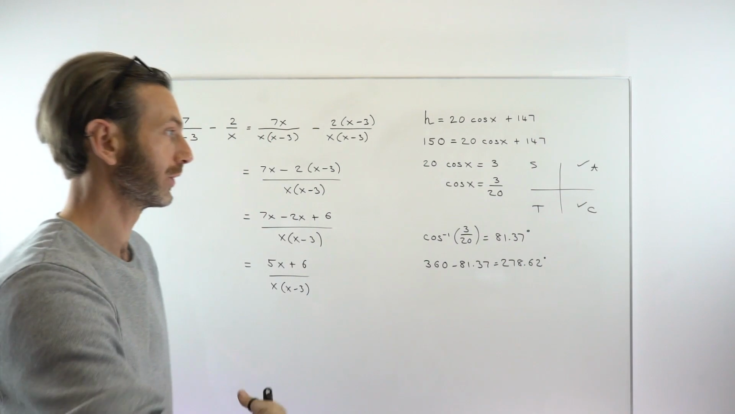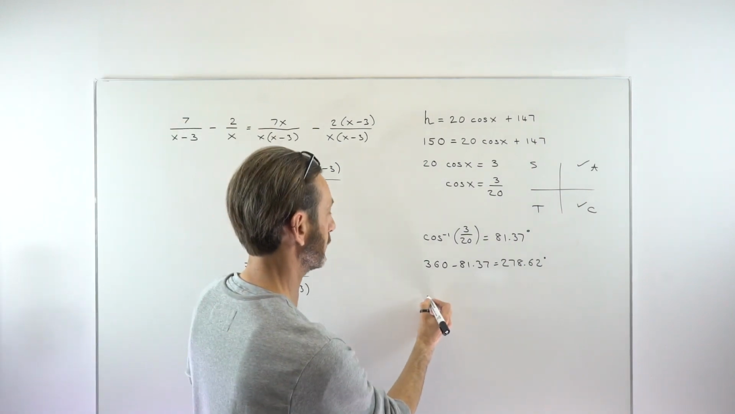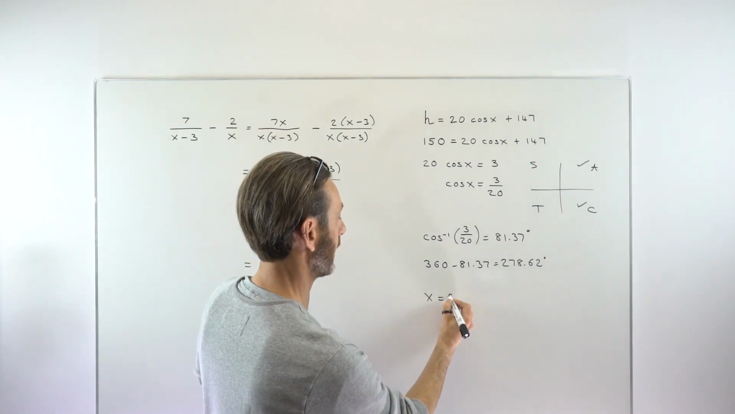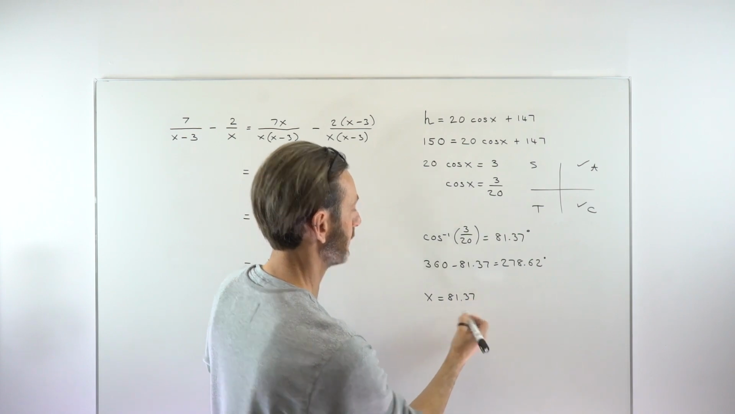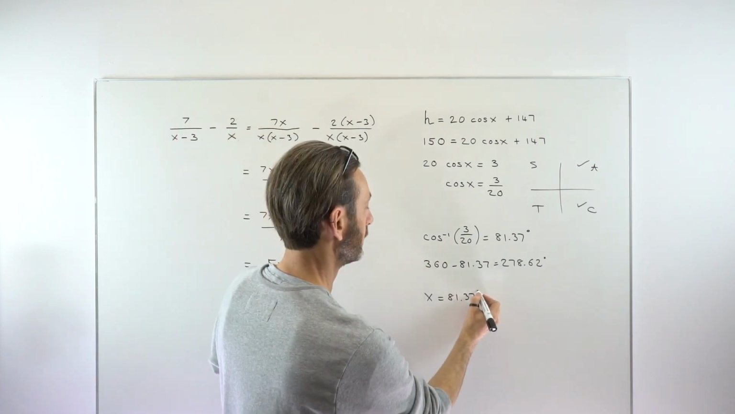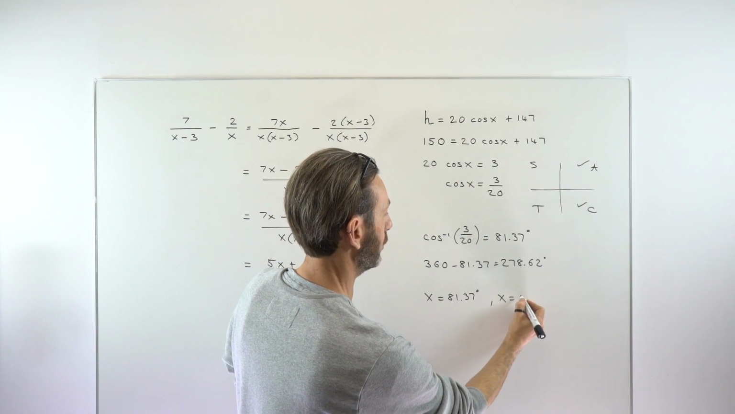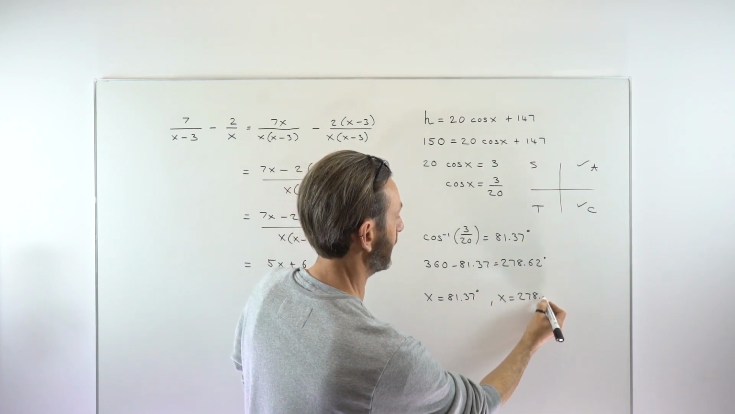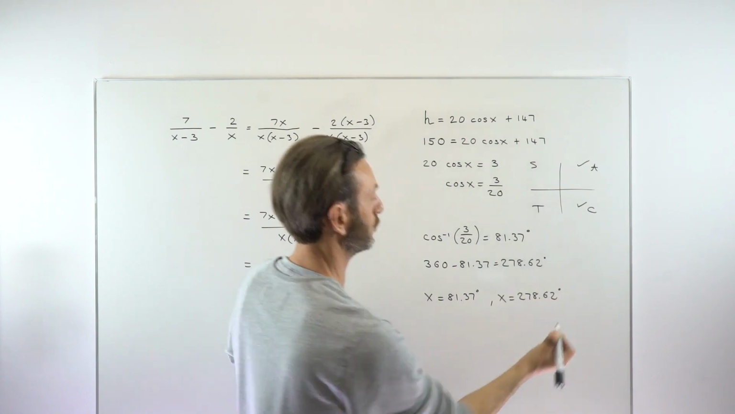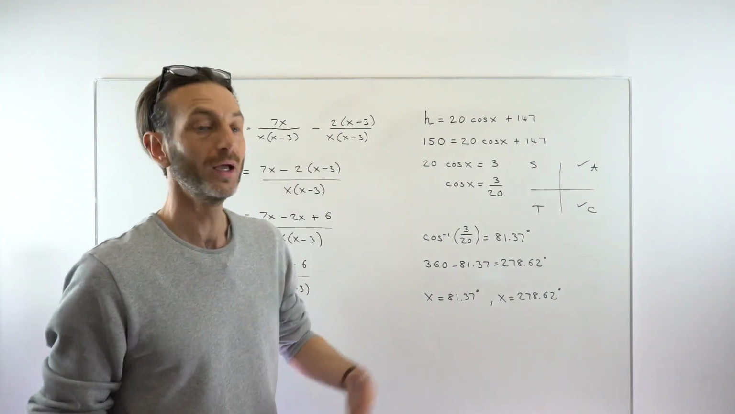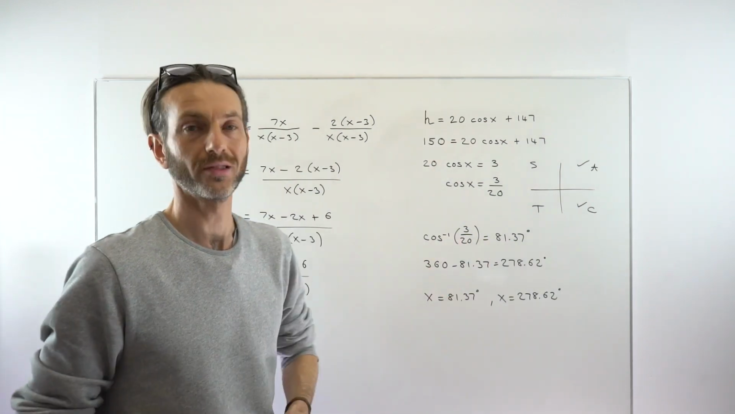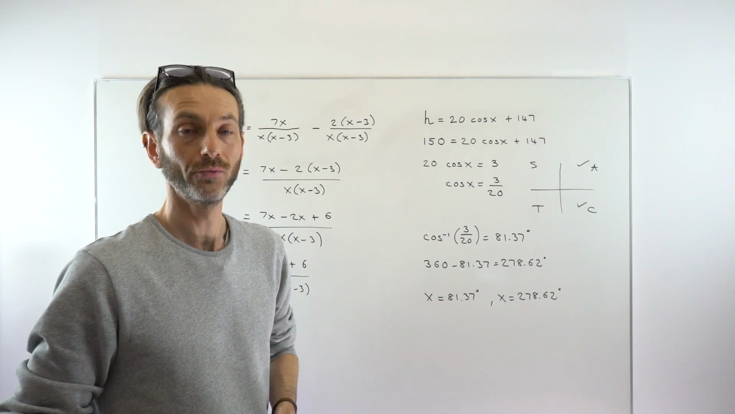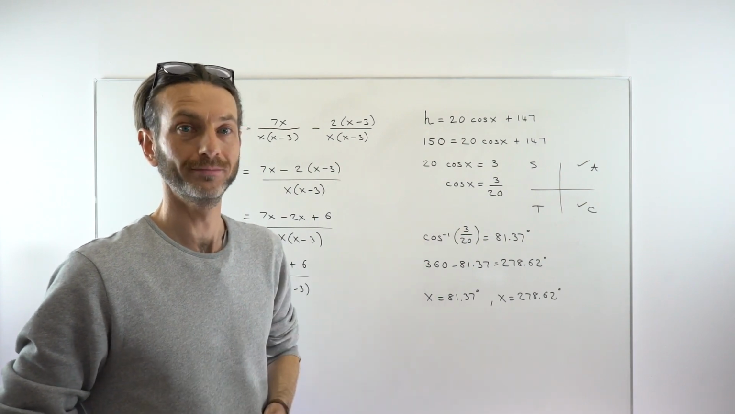It's asking for the value for x, so just make sure you assign those to x maybe at the end. So x equals 81.37, or you could use one decimal place degrees, and x equals 278.62 degrees. So not an easy question to interpret, but once you get into the working itself it is actually quite standard for a question of that type.